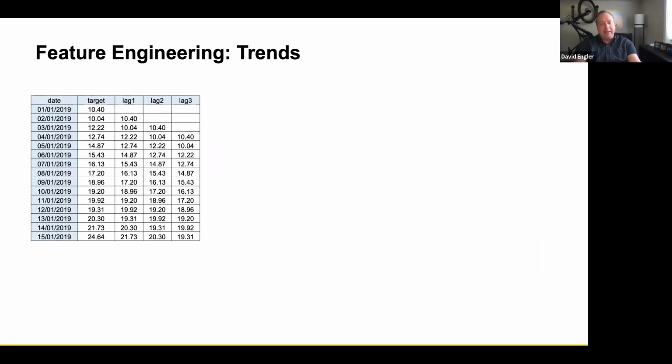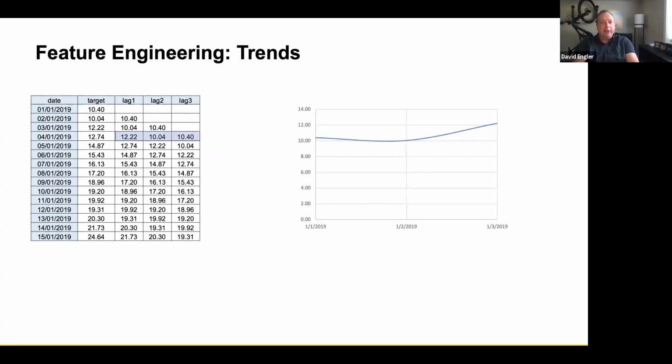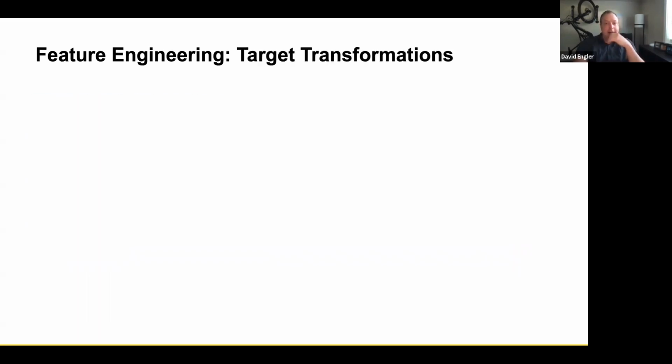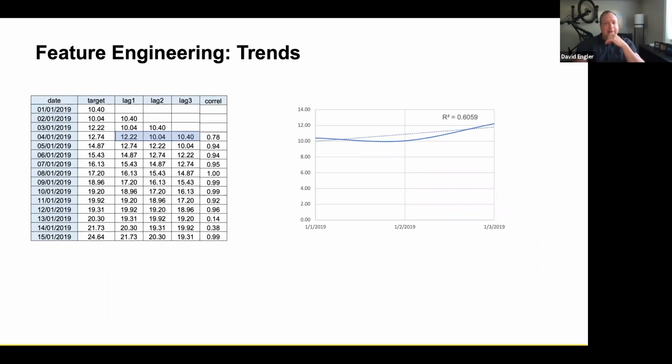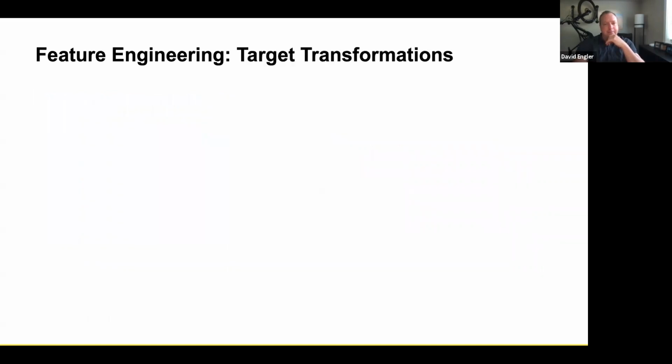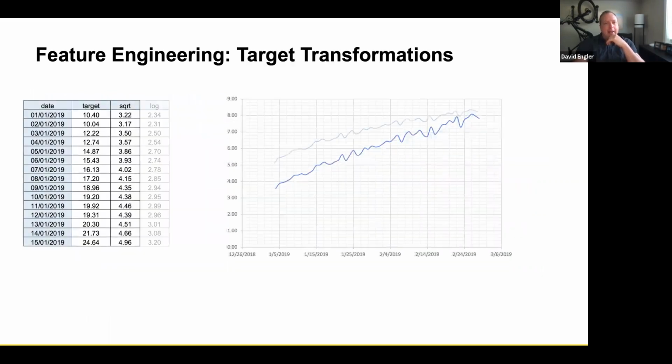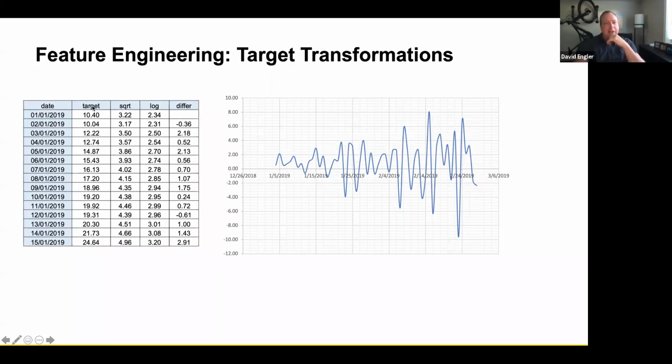Another common element in time series is the concept of trends. Driverless has several measures of trend, and it incorporates that in as an engineered feature. We can also look at transformations of the target itself: the square root of the target, the log of the target, the difference between the target and its most recent value. These are what's referred to as target transformations.